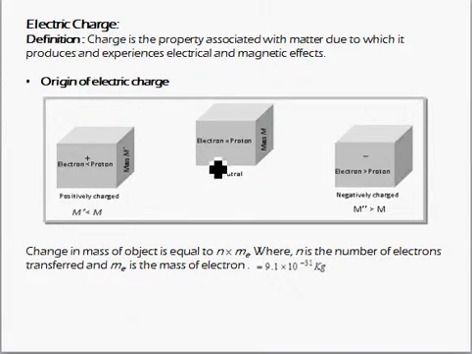The origin of electric charge. How does a body get positively charged or negatively charged, and when does it remain neutral? As you can see, this is the neutral body. A body remains neutral when the number of protons in it is equal to the number of electrons in the body. For example, a normal object, even the pen which you are holding, is a neutral body.